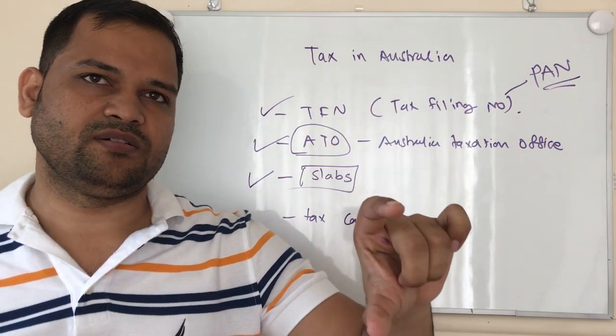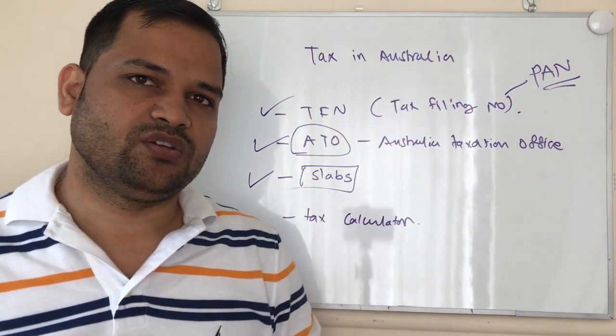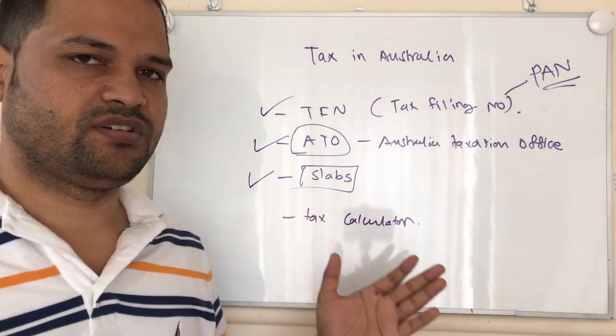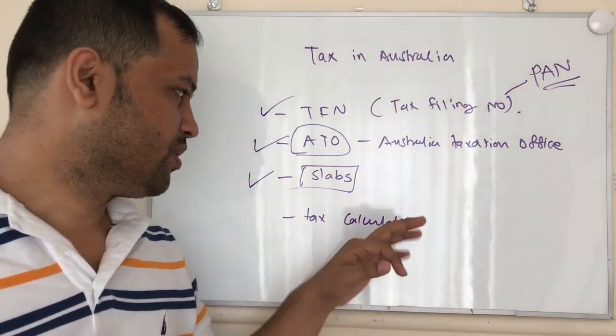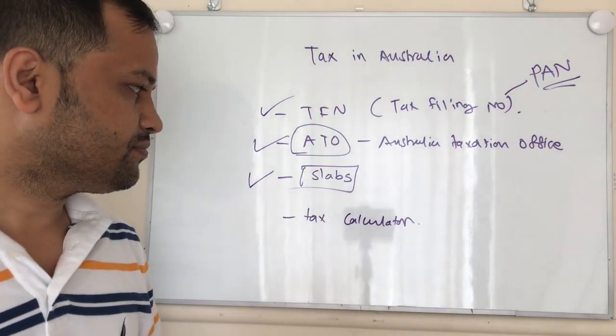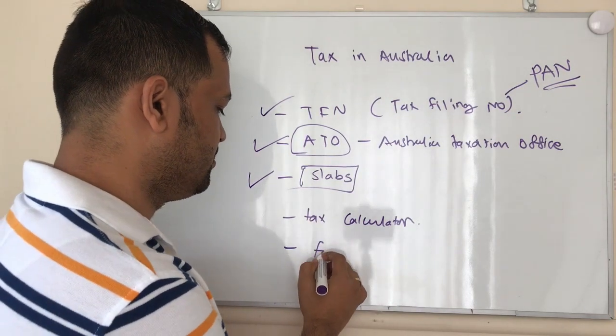For the next 2 lakhs, from 3 lakhs to 5 lakhs, you will have to pay tax of, let us say, 10%. So similarly we have the slabs here as well in Australia. I will show you on the computer what those slabs are, so that you will get an idea of how this works.